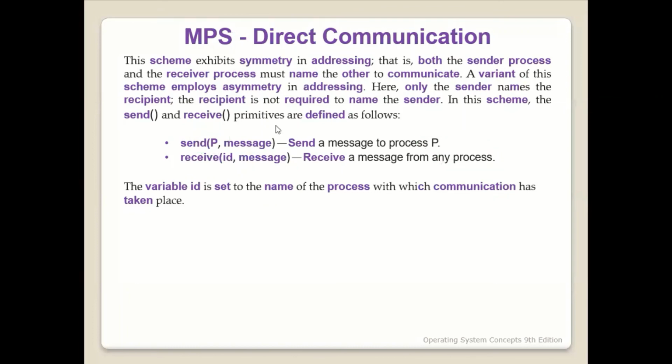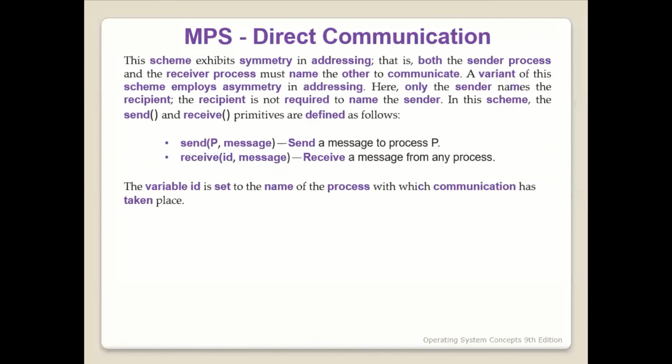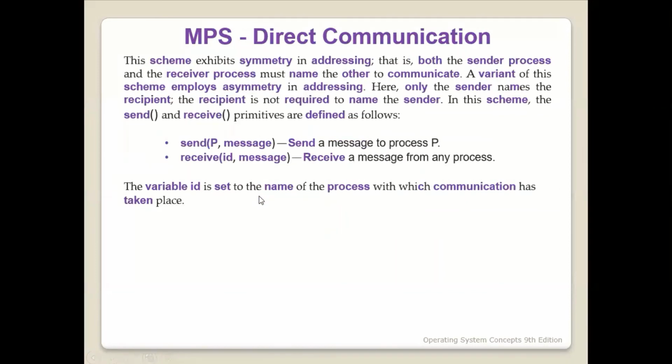Okay, this is about direct communication. Remember the key points in direct communication. The key point is that a link is established automatically between the two processes. So there is exactly one link between the two processes. You cannot have many links between the two. The link is only between the two processes, and between the two processes there is exactly one link. Remember these points in direct communication.